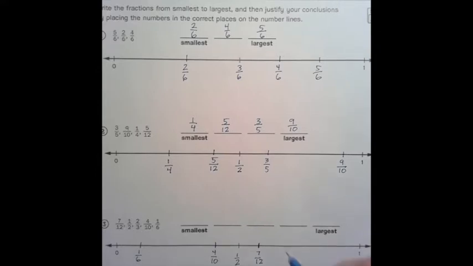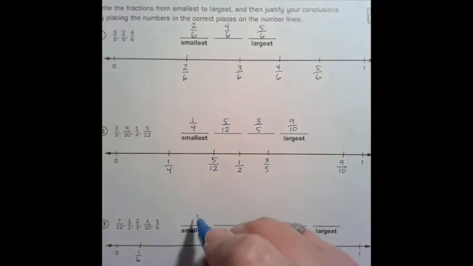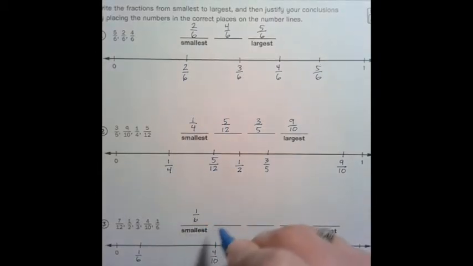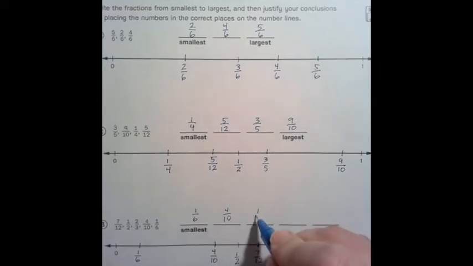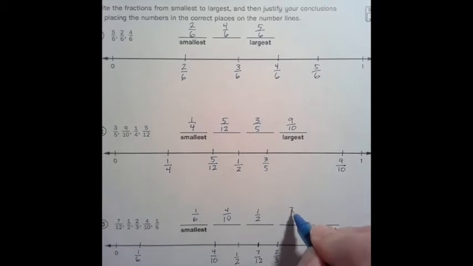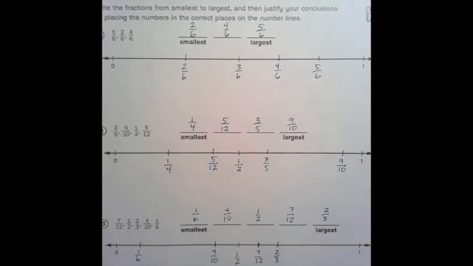So that is larger than 7/12. So really, then we need to put 2/3 a little bit larger than 7/12. So now we have them all on the number line. We can put them up here. So we have 1/6 is our smallest. Then 4/10, which is right there. 1/2. Then we have 7/12, and last is 2/3.